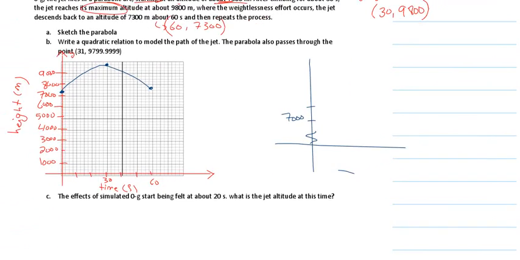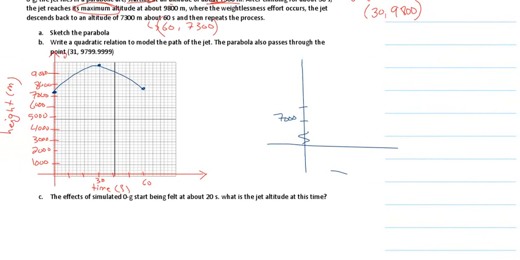Now, the second part is to find the equation. Write a quadratic relation to model the path of the jet. The parabola also passes through the point 31, 9,799.9999. So what's the question asking me for? Quadratic equation, right? Quadratic relation. So y equals a(x minus h) squared plus k. That's what a quadratic relation is. It's basically finding the equation.